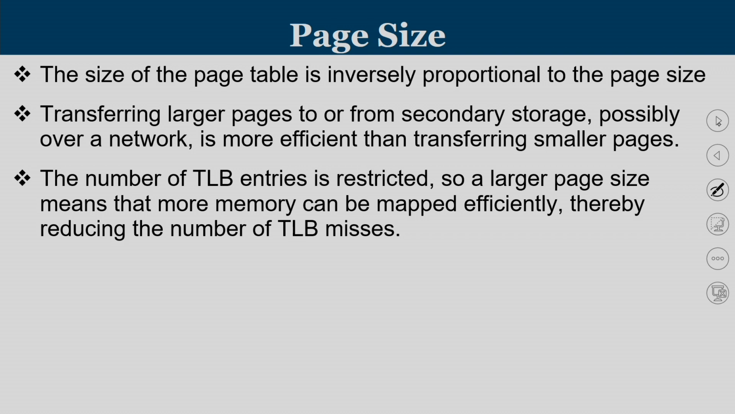So we have a unit which is known as the translation look aside buffer, or TLB. The number of TLB entries is restricted because TLB is part of the chip. Let's say I can store only 10 entries there. So larger page size means that more memory can be mapped efficiently, thereby reducing TLB misses.